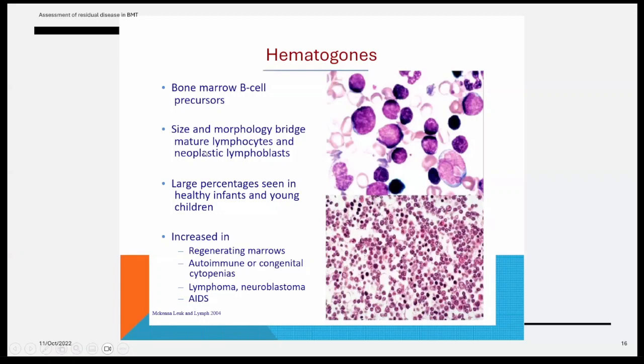Hematogones, as we all know, are bone marrow B cell precursors. The size and morphology bridge mature lymphocytes and neoplastic lymphoblasts. They are a large percentage in healthy infants and young children, but there is also an increase in regenerating marrow, patients with autoimmune or congenital cytopenia, patients with lymphoma or neuroblastoma, or even patients with AIDS.